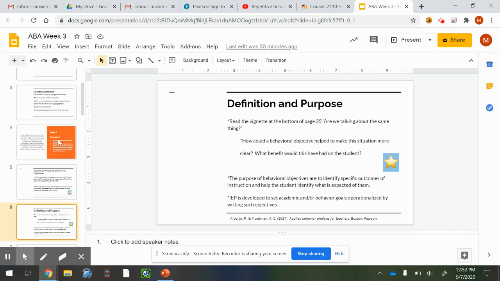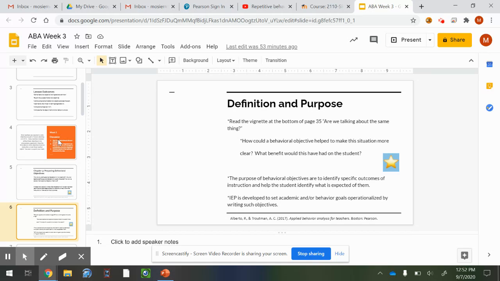So clearly we have 2 different educators here who are thinking that they both have the same intended outcome, however, it was not defined. Therefore, we have 2 different outcomes that 2 people think are correct because we didn't define that.